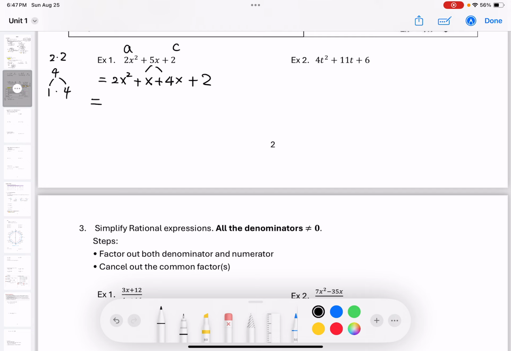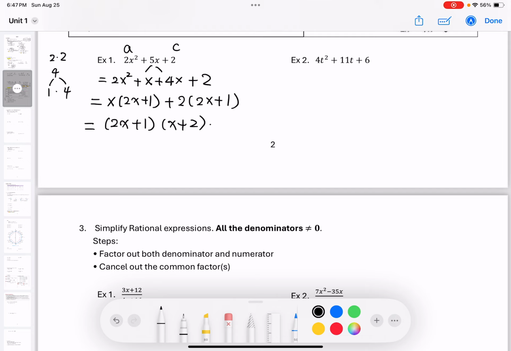From the first two terms, we can factor out the x. We have left over 2x plus 1. From the last two terms, we can factor out 2. Left over is 2x plus 1. Then factor out the GCF, 2x plus 1. Left over x plus 2.